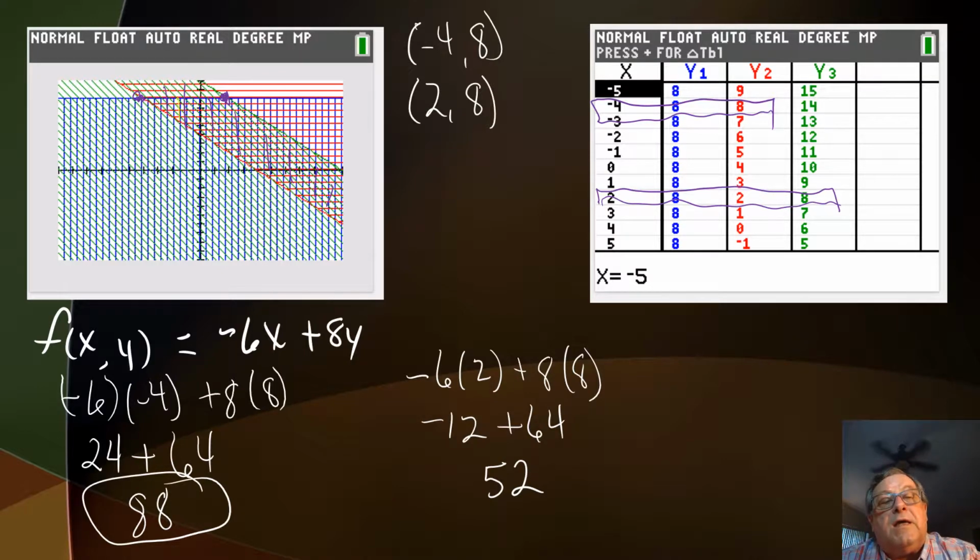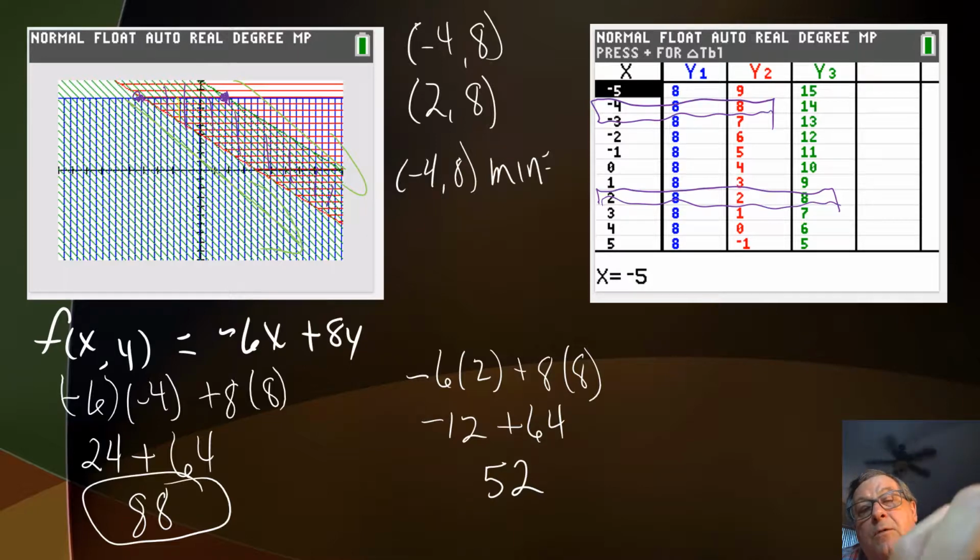So we have a maximum at 88. Why do I say maximum? Because when I'm coming down in this direction right here, it's going to negative infinity. It's just going to keep going on and on. So I'm not going to have a minimum, I'm just going to have a maximum. And so at negative 4, 8, we have a maximum, not minimum, equal to 88, and we have no minimum.